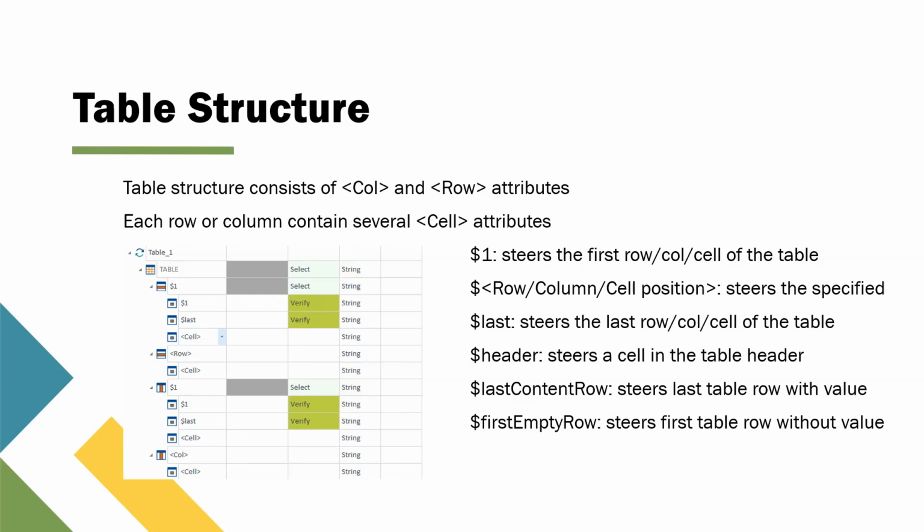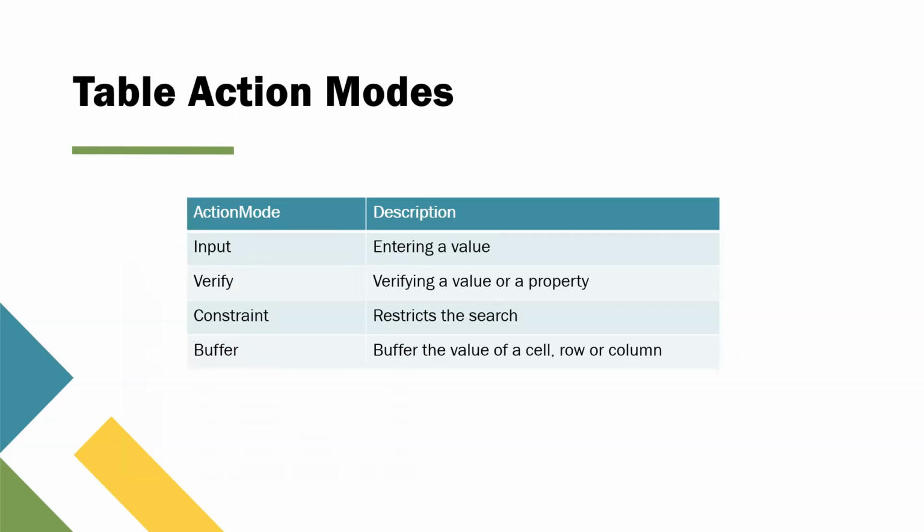So whether it is based on the position or whether it is based on the header or whether it is based on some content which is present or it's empty. So all the conditions are provided here, and you can use this to steer different cell attributes. So now coming to different action modes which are present in the table. Now we have got 4 different action modes. Now these are pretty common to other objects as well.